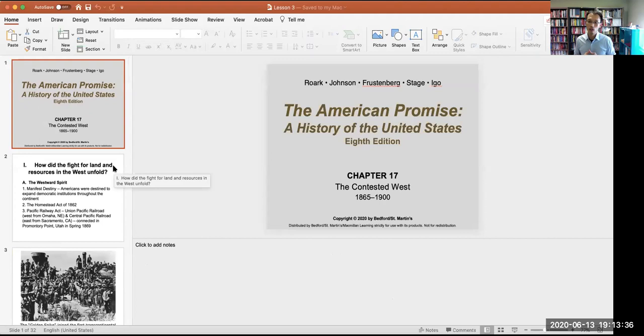In the second chapter on the Contested West, we start to think about the aftermath of Reconstruction, the aftermath of the Civil War. And just to connect the dots, right? So we saw racial tensions. That was, of course, part of the slavery history, but how that was remade in the Reconstruction period.